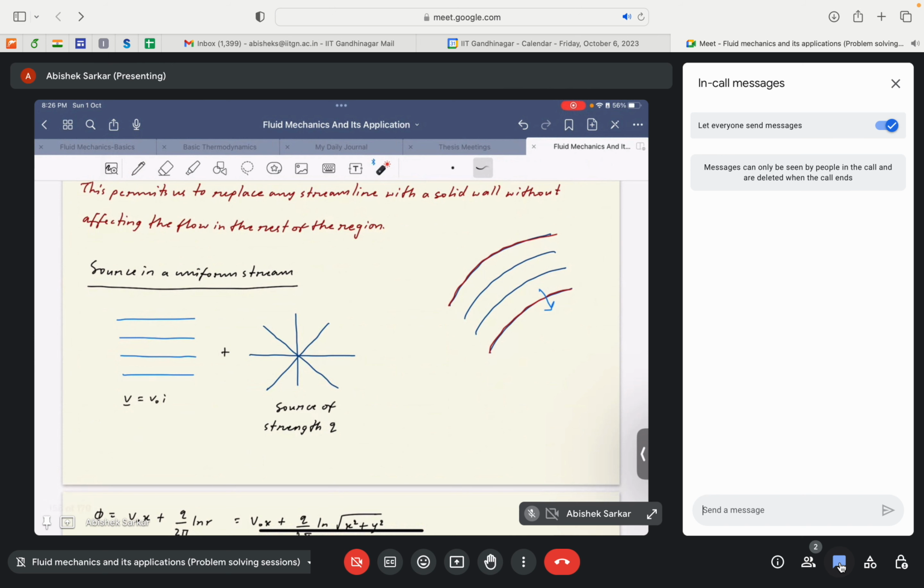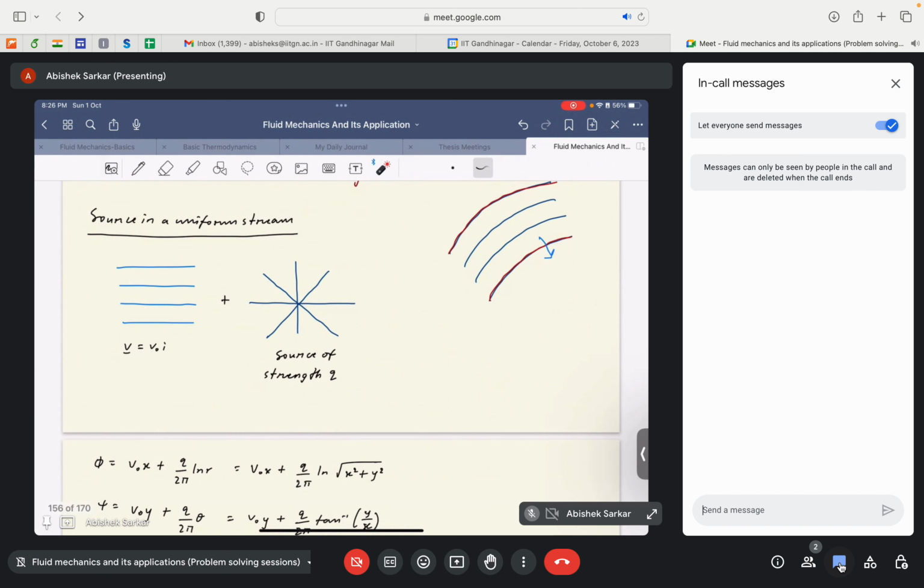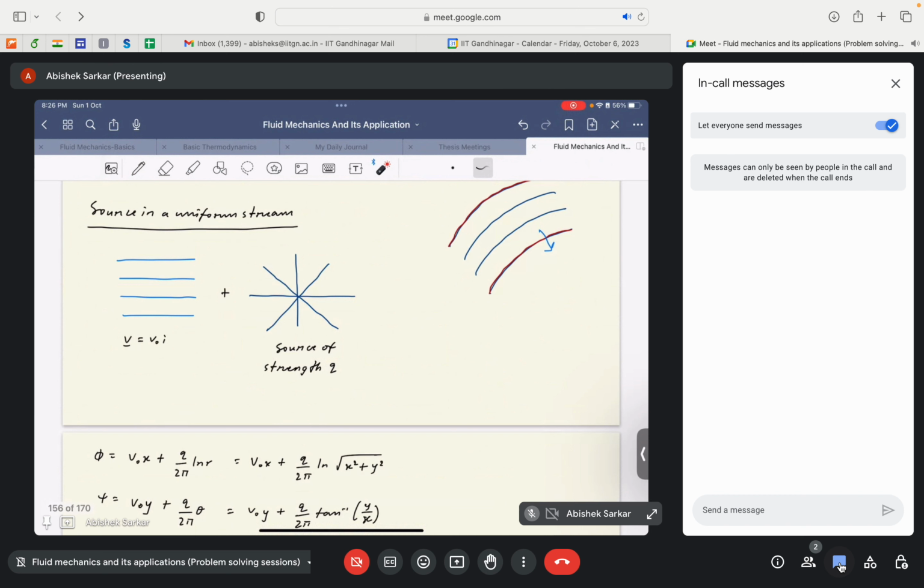Now in the case of a source in a uniform stream, the superposition is between the solution of a source of strength Q and a uniform flow. This will actually give us a half Rankine body. We will see now what a half Rankine body means, but just to give an idea, the superposition of these two flows will give us a half Rankine body.